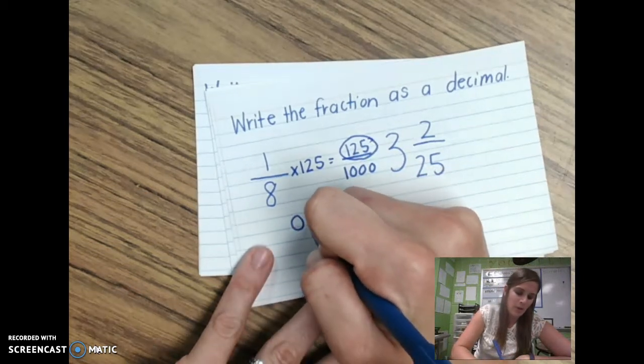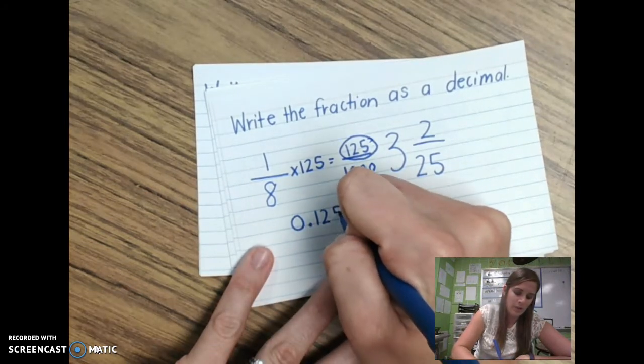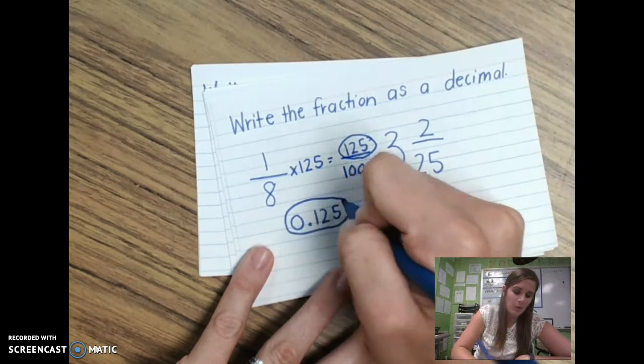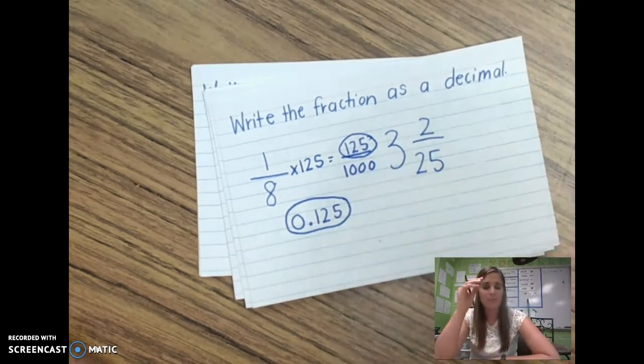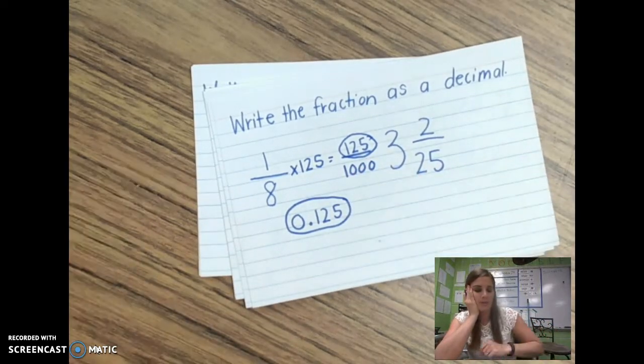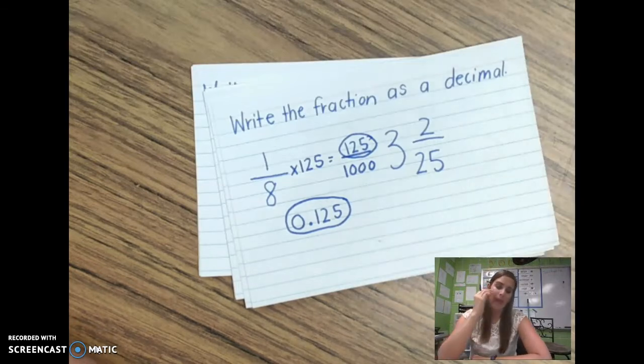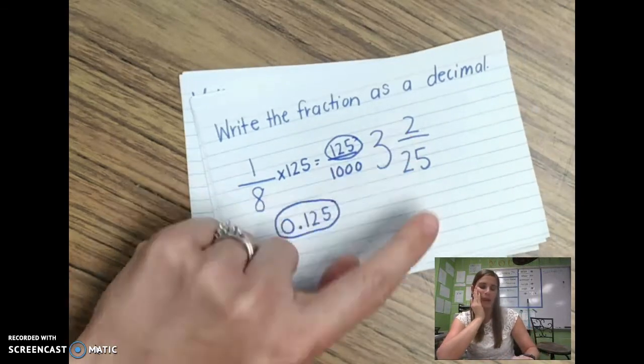So I have 0.125. Now if you're still having a hard time multiplying to find the place value number, then you can also just do 1 divided by 8 like I taught you in your notes. Our next one, we have a mixed number because we have a whole number and a fraction.